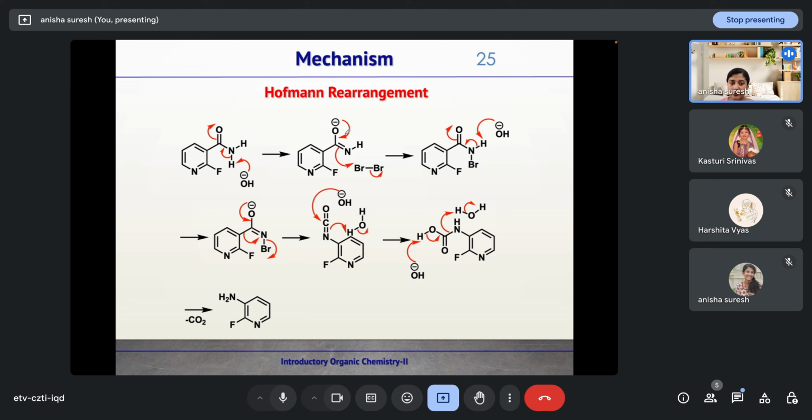Then this upon falling here, this C double bond N can abstract the bromine, and this bromide will be leaving. So then again OH minus will abstract the proton. Then this enolate sort of intermediate will be forming. And once this is falling back here, this bond will shift, this group will shift to nitrogen and bromide will leave. So here an isocyanate is getting formed. Okay.